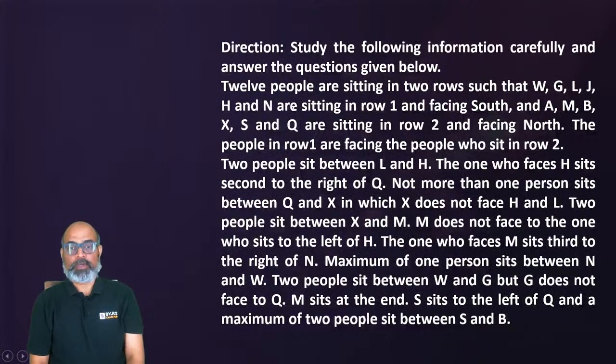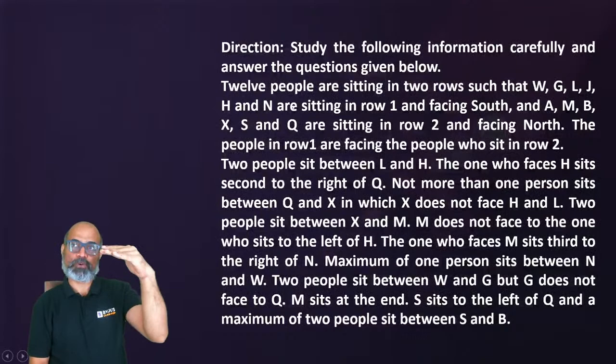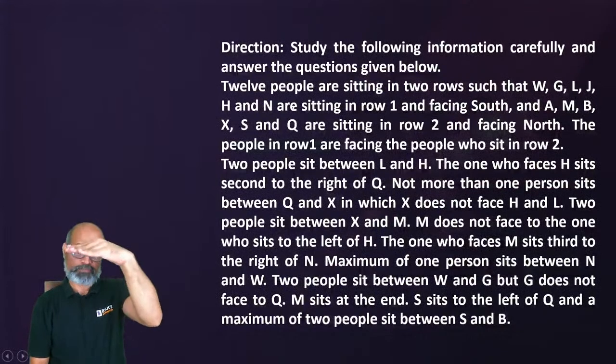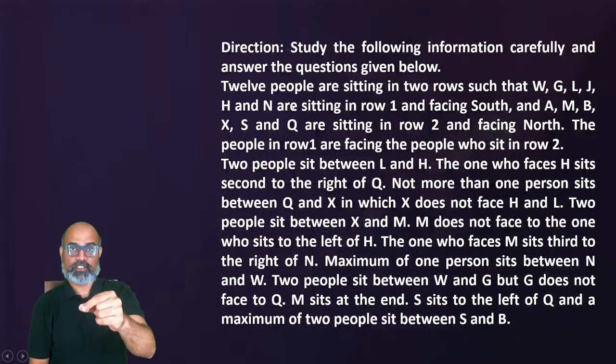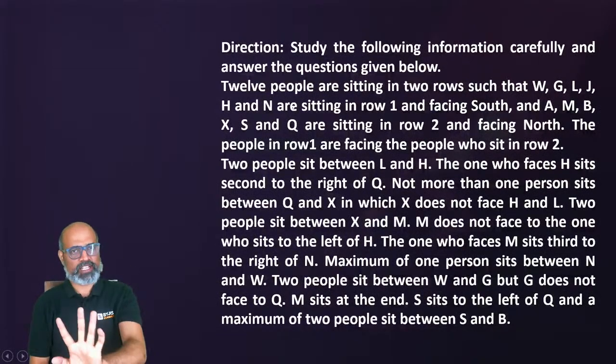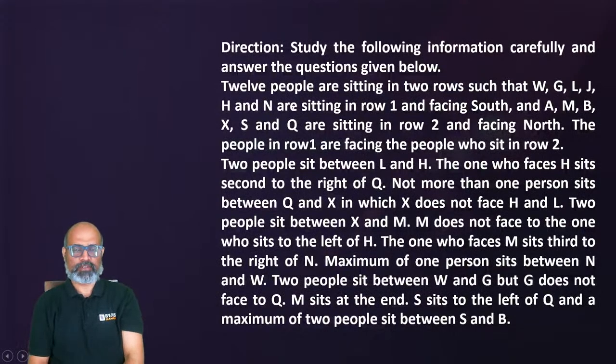Okay. 2 people sit between L and H. Since they have mentioned row 1, then by default row 1 is considered as the first row, then the second row. So if the first row people are facing downwards, that means the two rows of people are facing towards each other and not that their backs are facing towards each other, right? Using common sense, we can conclude that this is most probably the case. Now, 2 people sit between L and H.